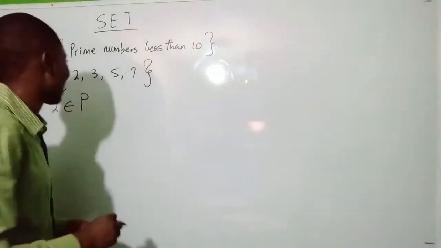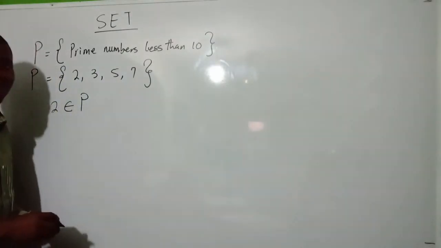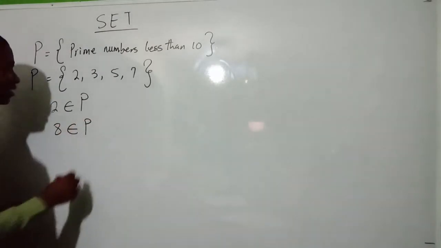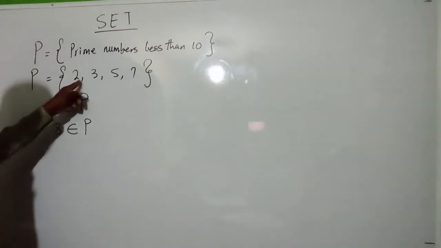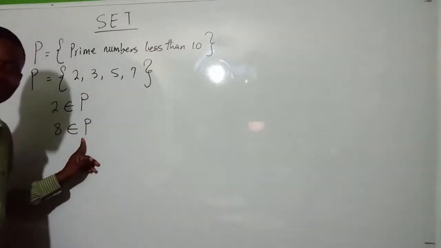Now, look at something else. If I want to refer to 8, what will I say? Can I say 8 is an element of P? Is it possible? Look at this. We have 2, 3, 5, and 7. Can you say that 8 is an element of P? What do you say?